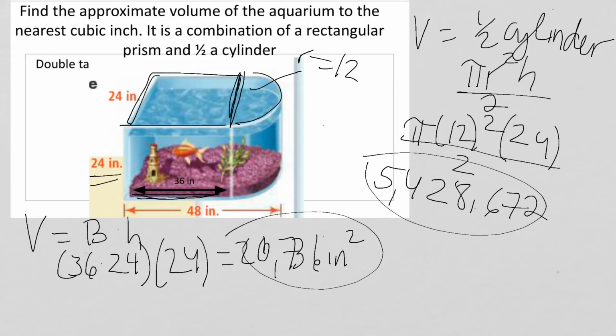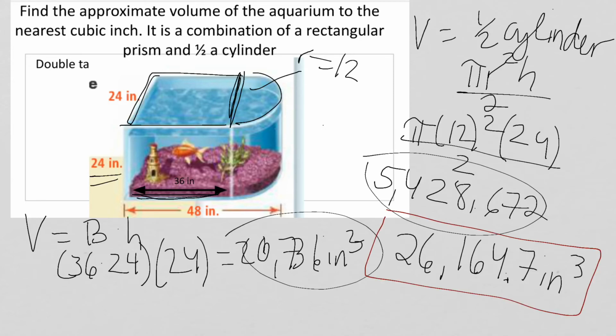So my approximate total for this aquarium volume is 26,164.7 inches cubed.